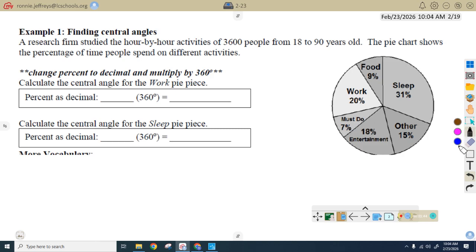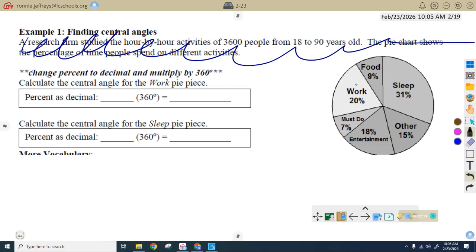In a word problem, 9 times out of 10, it has too many words. This we could care less about. We need to know to change percent to a decimal, multiply by 360. This is when we're finding central angles, and we're looking for those little pie pieces. So, finding a central angle, you're going to change the percentage to a decimal and multiply it by 360. So, calculate the central angle for work.